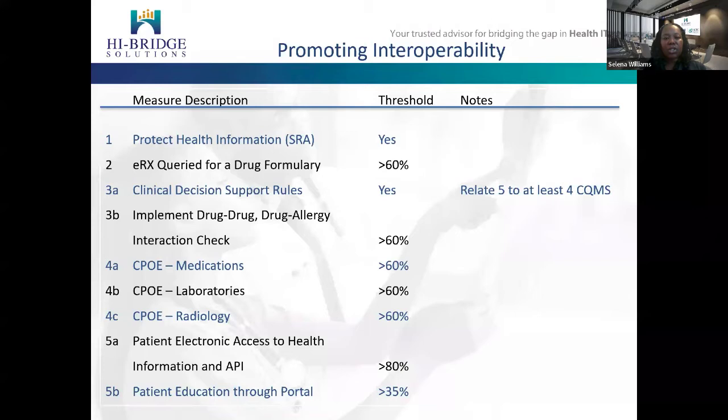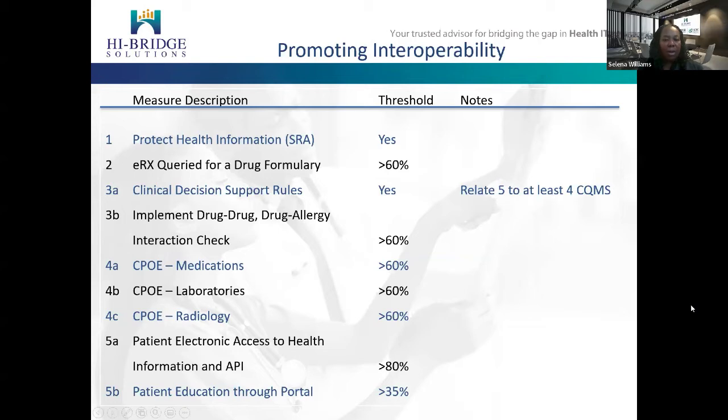For your clinical decision support rules, you want to choose 4 clinical quality measures related to your reporting period. You have to have 6, but for the clinical decision support rules, you want to take a screenshot of 5, and they must match the clinical quality measures that you chose to report on. So make sure you have that when you submit your documentation requirements. And I mentioned the implementation of the drug allergy interaction check. You want to make sure that's enabled.